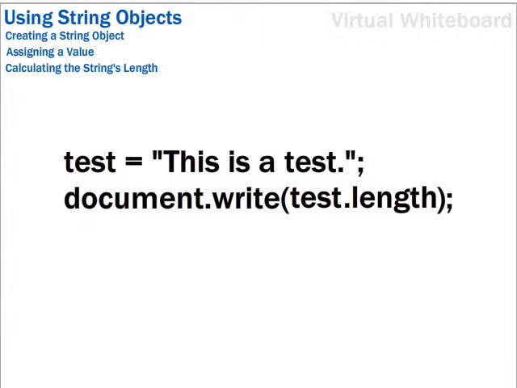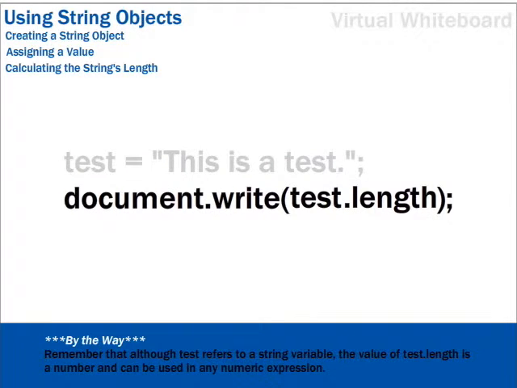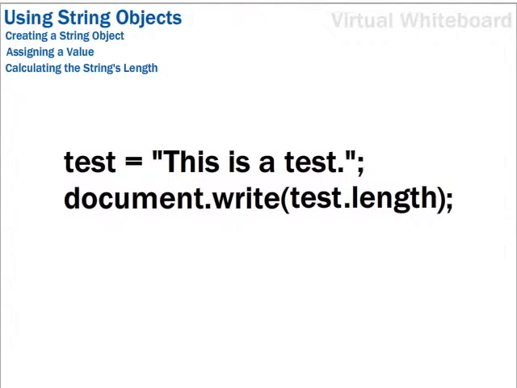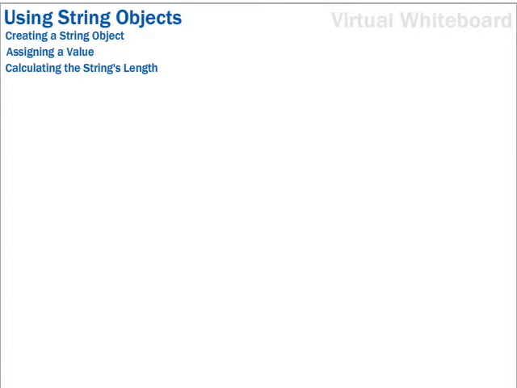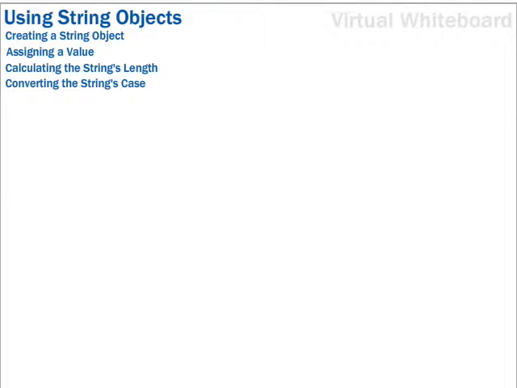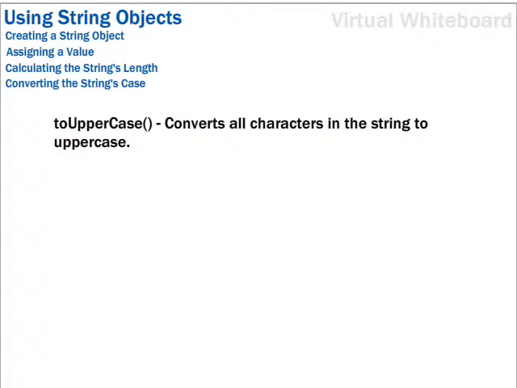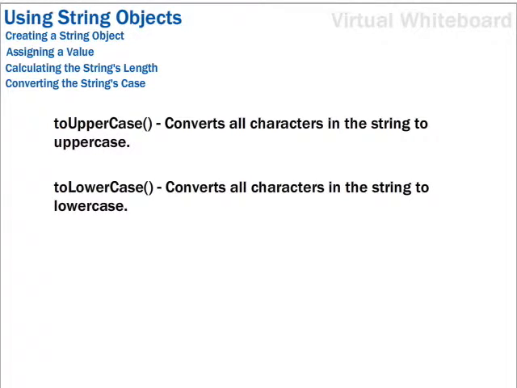Here is an example of this property. The first statement assigns the string "this is a test" to the test variable. The second statement displays the length of the string, in this case 15 characters. The length property is a read-only property, so you cannot assign a value to it to change a string's length. Two methods of the string object enable you to convert the contents of a string to all uppercase or all lowercase. toUpperCase converts all characters in the string to uppercase. toLowerCase converts all characters in the string to lowercase.